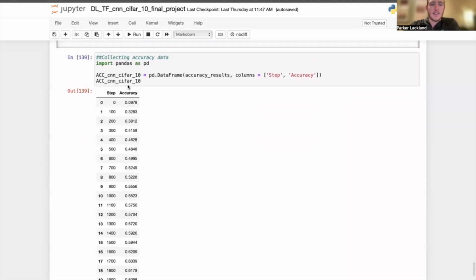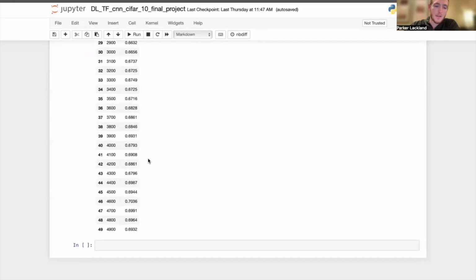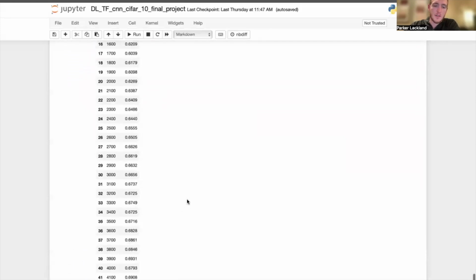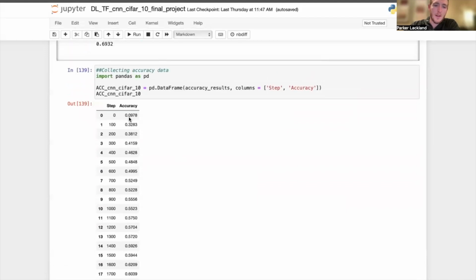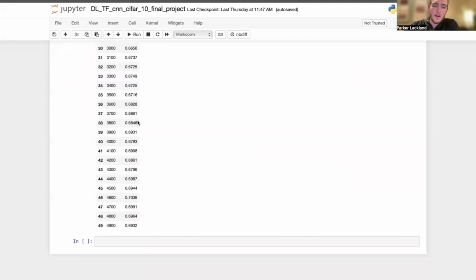Here's just the collected accuracy data. We put it into a pandas data frame. You can just see it a little bit more linearly, how through the 5,000 different steps, it grows from about 10% to about 70%. So again, that's our initial model architecture, and that's the code walkthrough for our first Jupyter notebook.